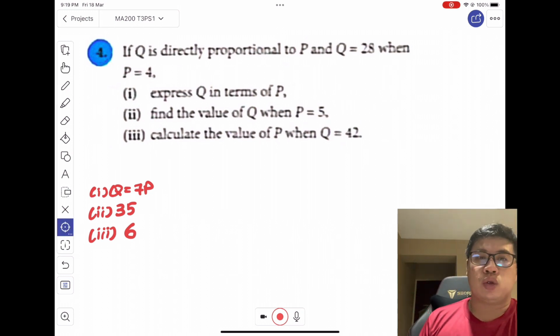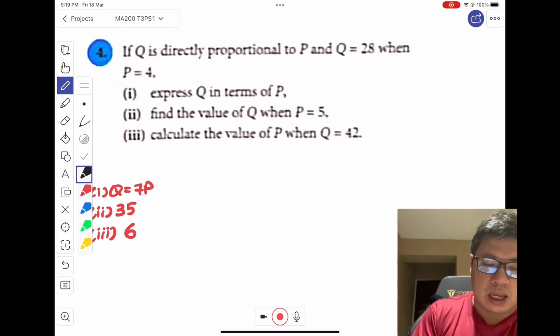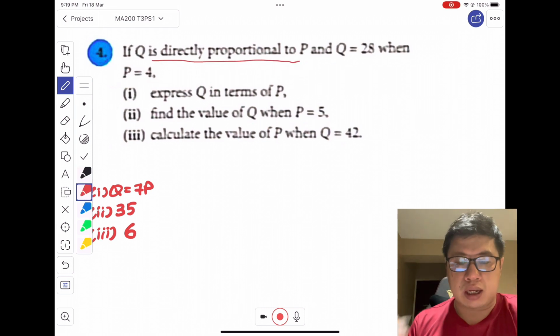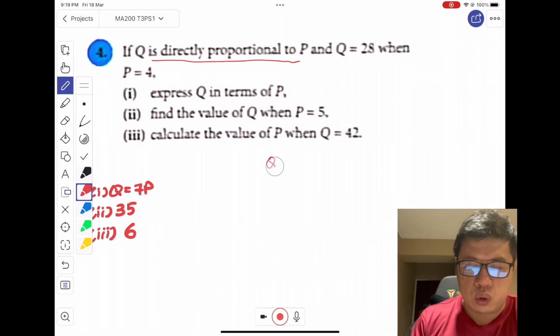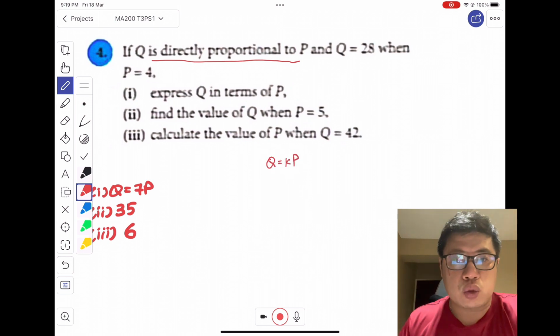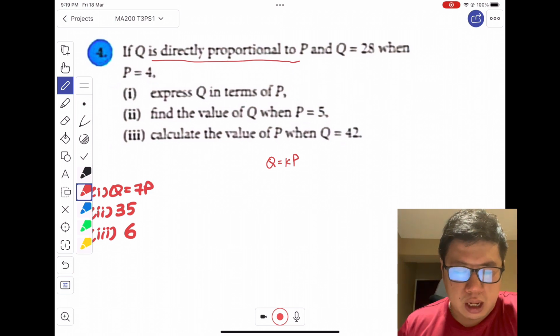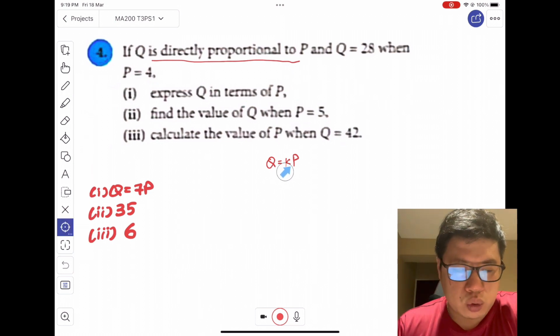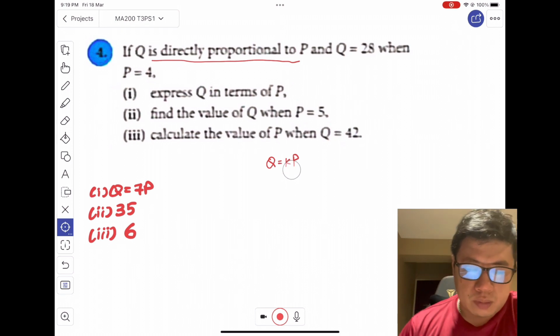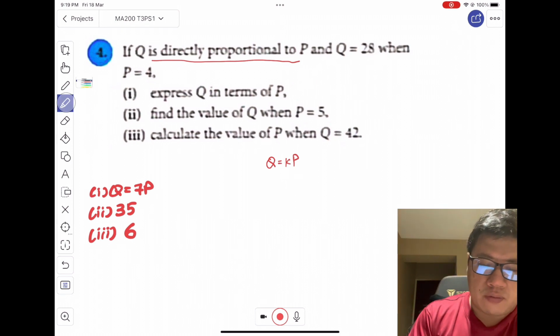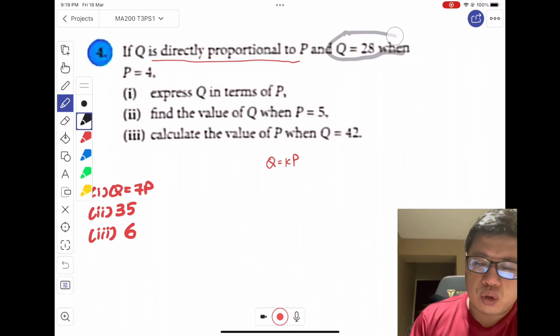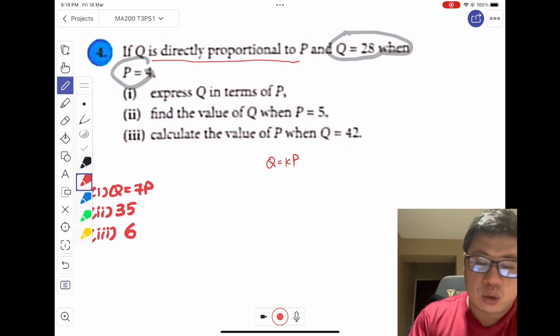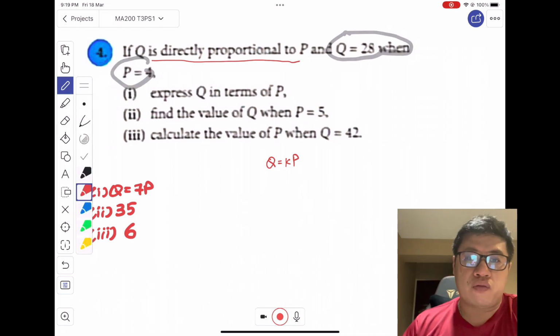So what I want to do is, we know that the fact that it talks about directly proportional allows us to make the equation where Q is equals to KP. This is the constant of proportionality, right? Q is equals to KP. Then here they have given us that Q equals 28 when P equals 4. So this allows us to find our K.